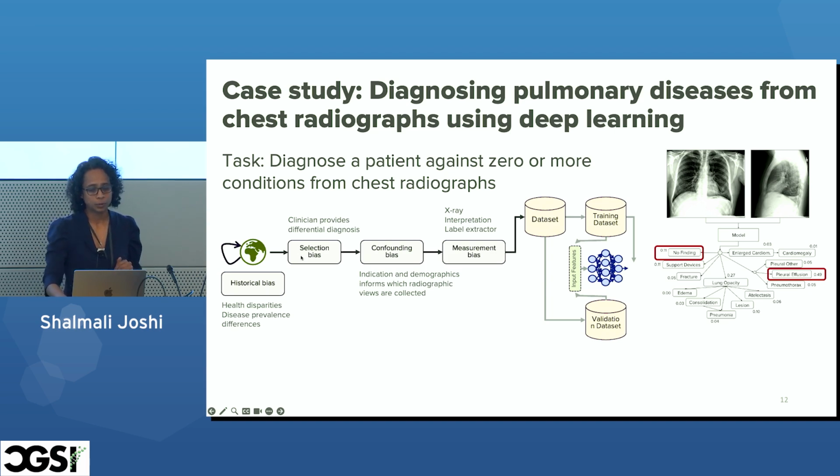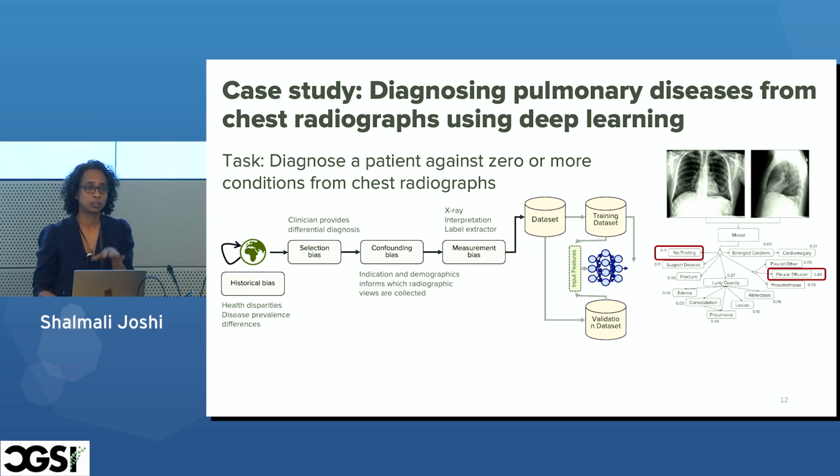Once they entered that hospital, they complained about something. The clinician provides an initial impression or a differential diagnosis, which essentially determines, and their demographics themselves will essentially determine, which views of the chest X-ray are collected. If they're very old, they can't even stand, the X-ray will be collected sitting down or lying down. So these kinds of demographics will influence what kind of samples are collected for that patient.